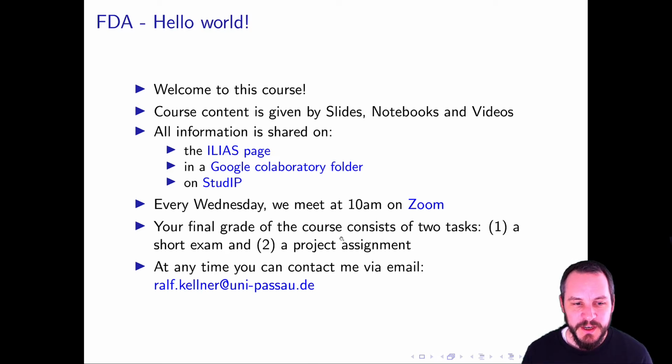So overall, your final grade will consist of 2 tasks. The first task is a short exam that we will do at the end of the semester, and we will do this via the Elias course. This is probably going to be weighted for your final grade with about 30%. But the major part that drives the grade you're going to get will be given by the project assignment.